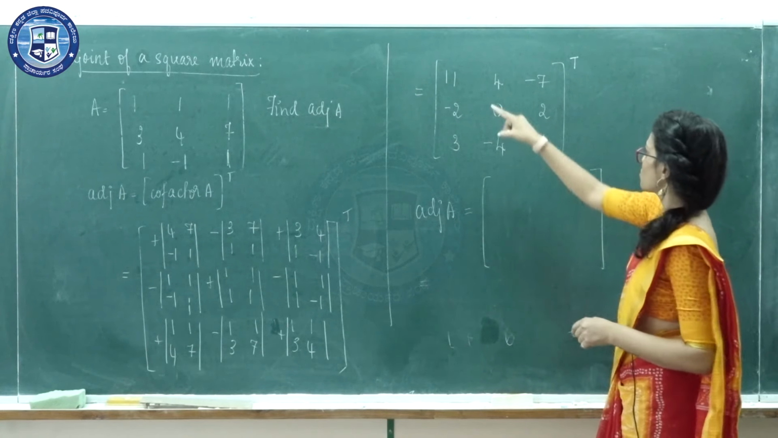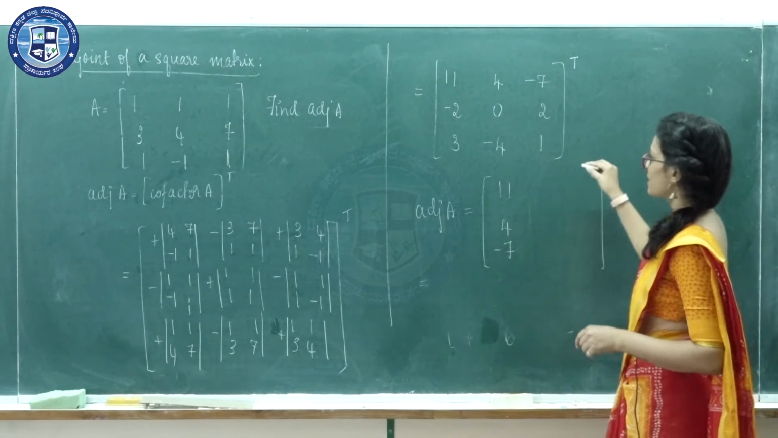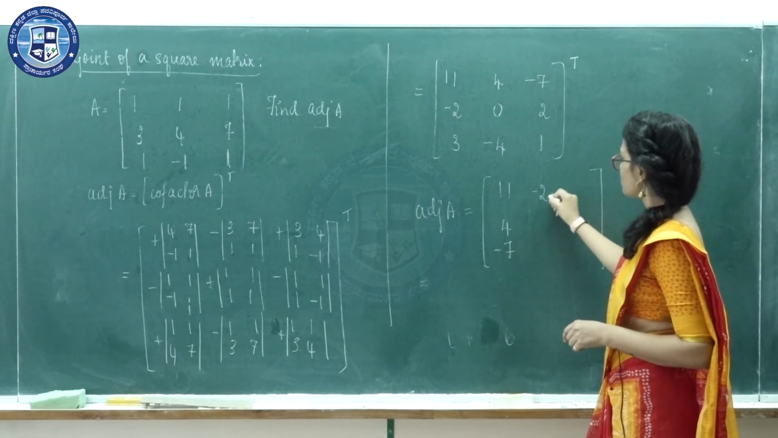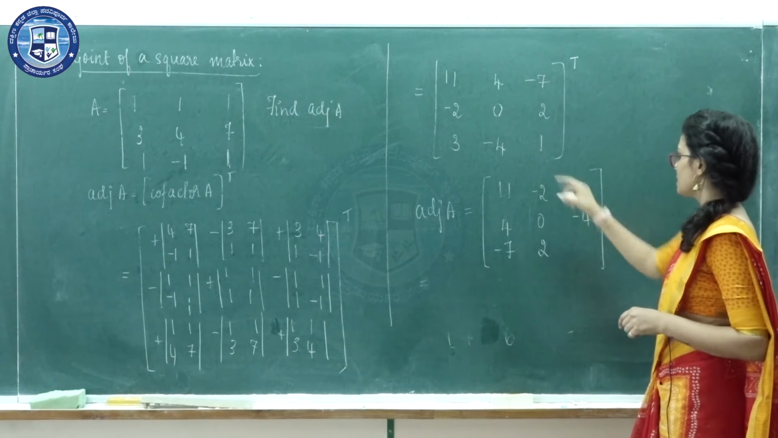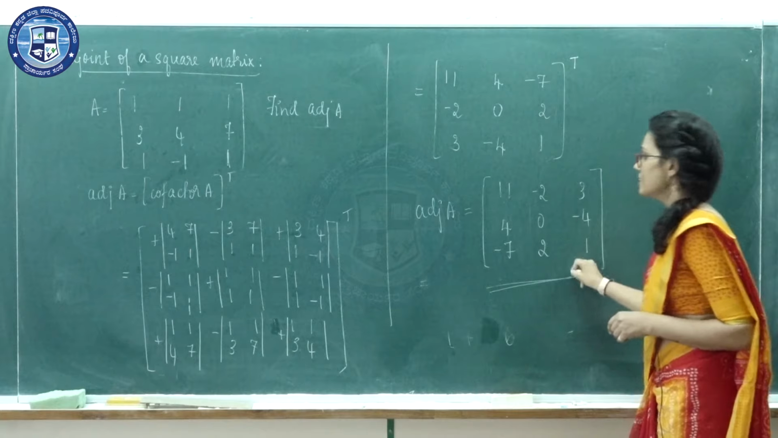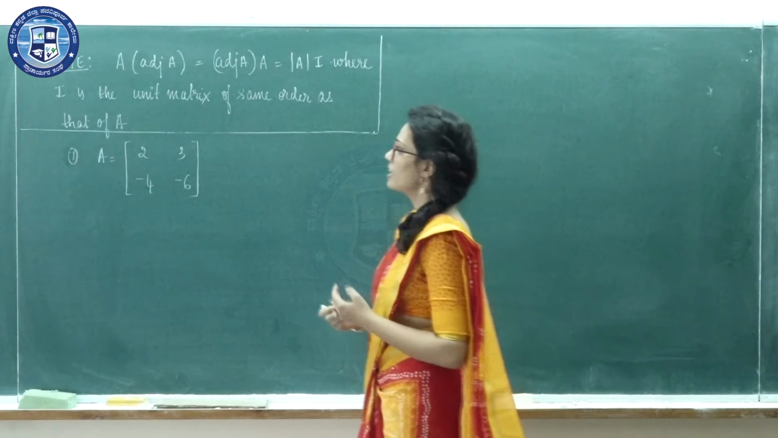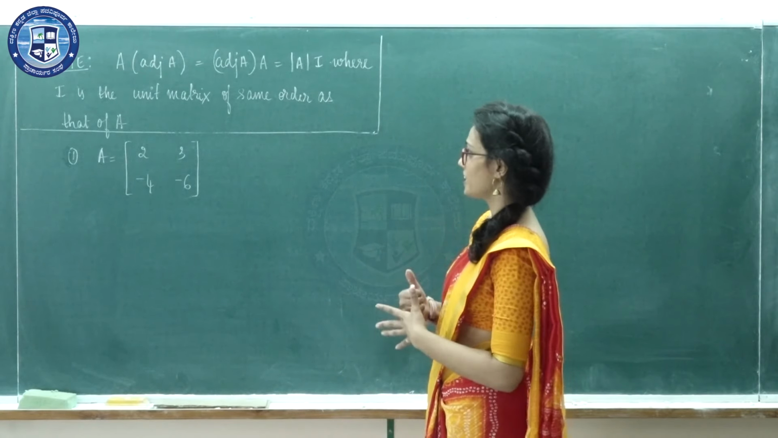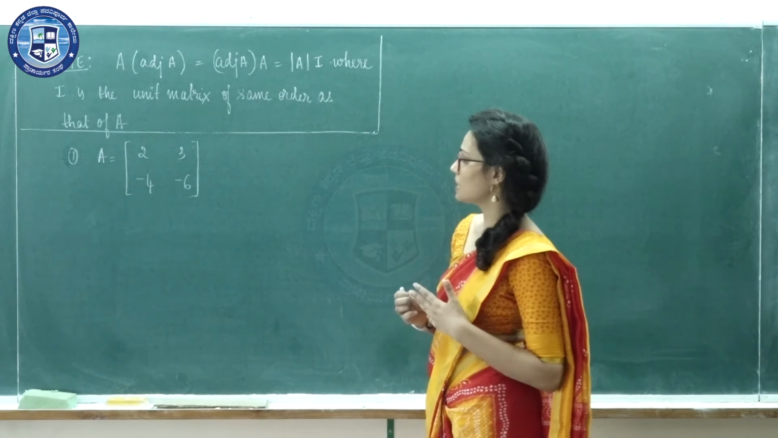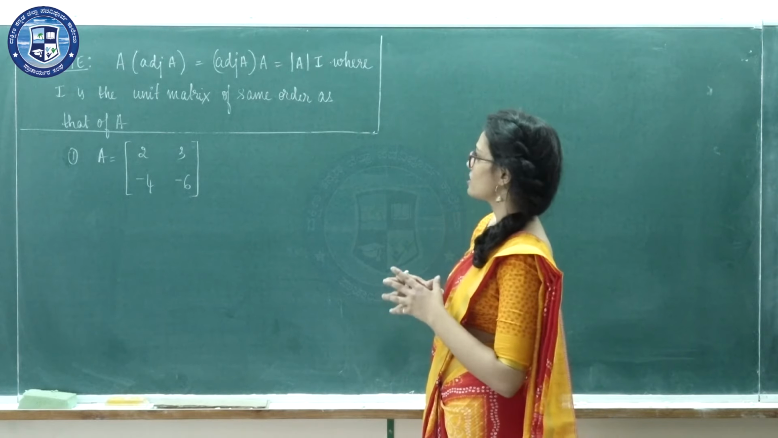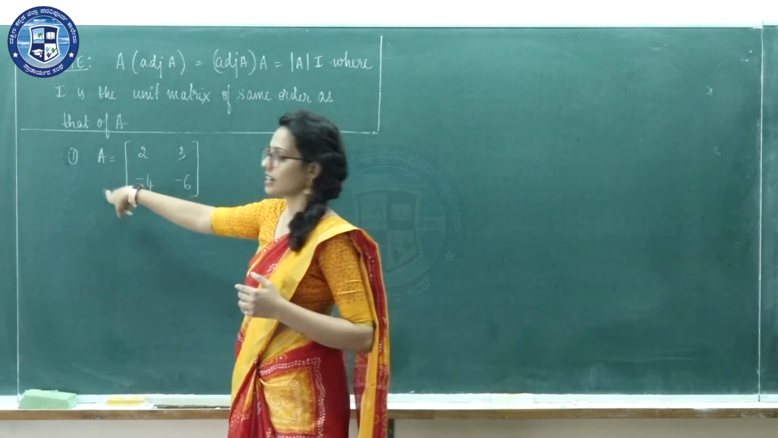So now let us take the transpose, and that will be our adjoint. Okay. So first row becomes the first column, so 11, 4, minus 7. Second row becomes the second column, minus 2, 0, 2, and third row becomes the third column, 3, minus 4 and 1. This is the adjoint of the given matrix. We have a note which says A into adjoint A is equal to adjoint A into A, and that is equal to determinant of A into I, where I is the unit matrix or the identity matrix of the same order as that of A. So let us verify this using an example.